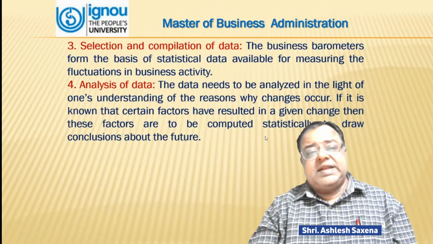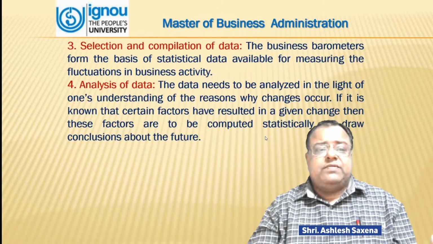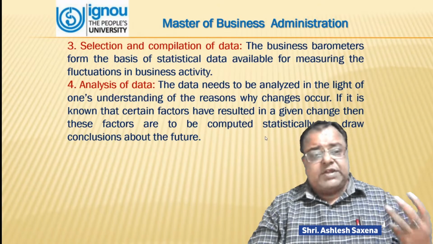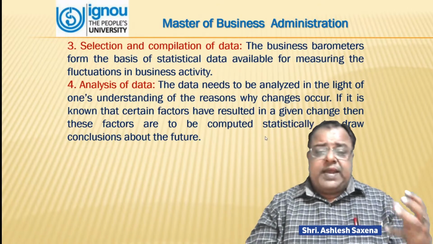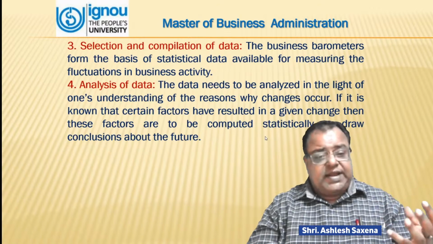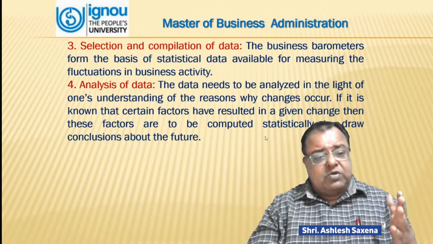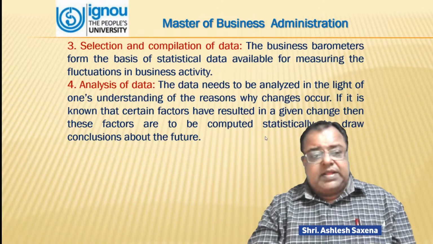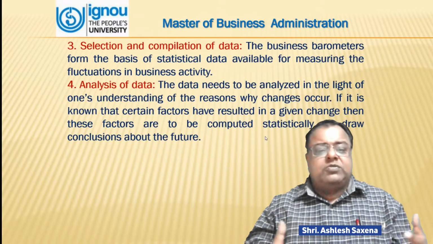Third one is selection and compilation of data. The business barometers form the basis of statistics available for measuring the fluctuation in business activity. And number four is analysis of the data. The data needs to be analyzed in the light of one's understanding of the reasons why changes occur. If it is known that certain factors have resulted in a given change, then these factors are to be computed statistically to draw conclusions about the future.